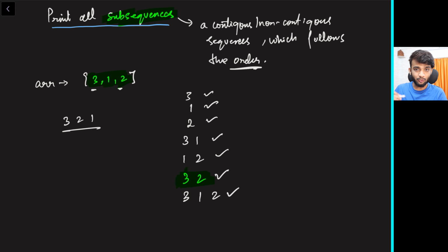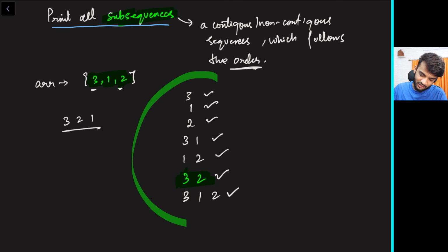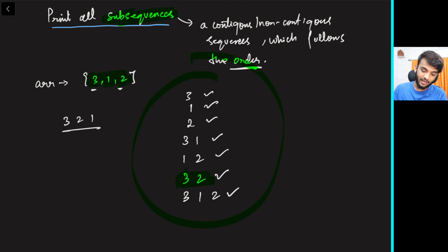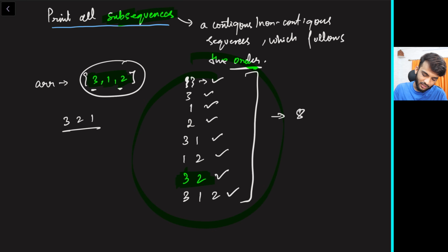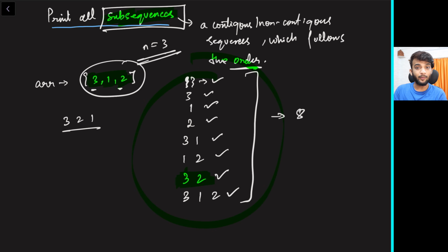Now, apart from 3, 2, everything other is a subarray. So a subarray can be a subsequence. Remember this. So all of these are subsequences. And also we can call an empty set a subsequence, because we are not picking up any elements from the array. That can also be called a subsequence. So in total there are 8 subsequences for this n equal to 3 size array, and I want you to write a function which prints down all the subsequences.